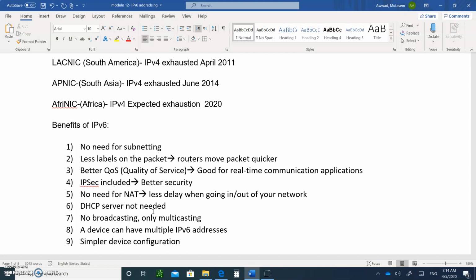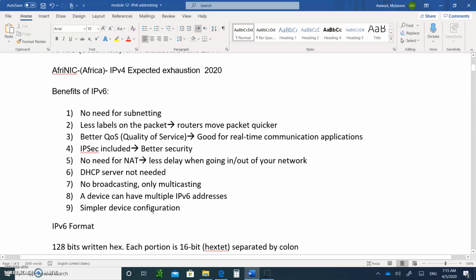All right, and finally, device configuration. As we will see later on, maybe not this semester, but the following semester and the semester after that, when we are doing configurations for, let's say, routing protocols, it is much, much simpler than doing it for IPv4. So if someone asks you, what are the benefits of IPv6? Well, there they are. The only thing that's not up there is the large number of IP addresses, 128 bits. Don't forget that.